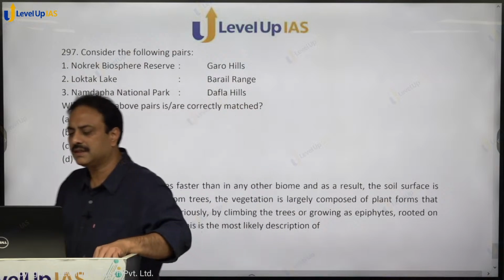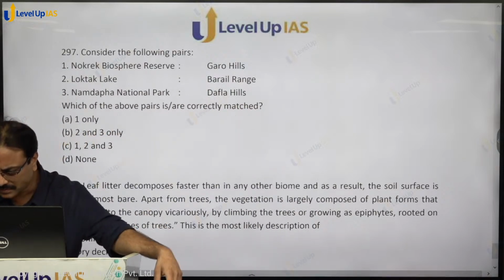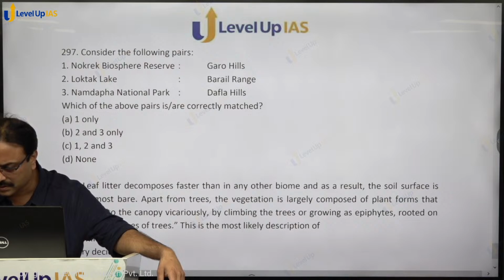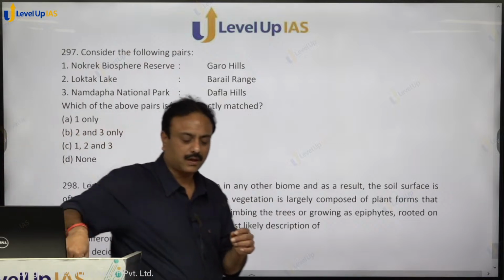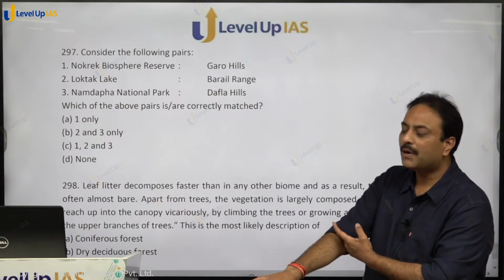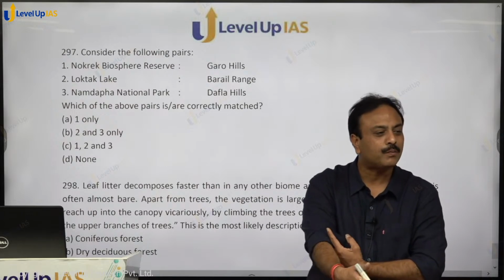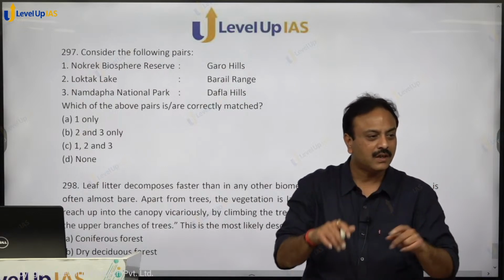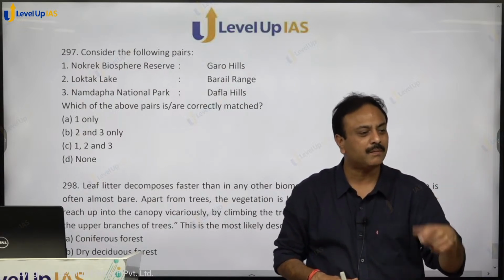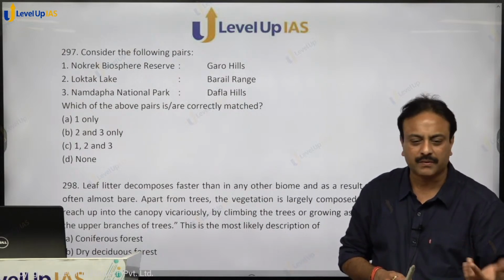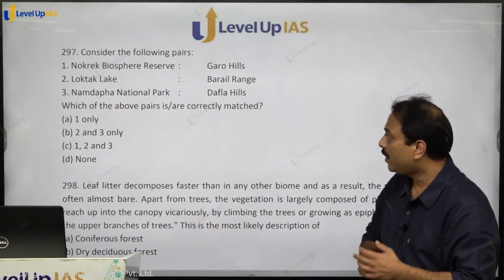Consider the following pairs. Tropical deciduous, evergreen will not come. Mahua, UPSC has asked that question. We were discussing jackfruit, mahua, teak. Yesterday or the day before yesterday we discussed that question. Jackfruit, mahua, teak: which of them are deciduous? Mahua and teak was the answer. Jackfruit was evergreen.